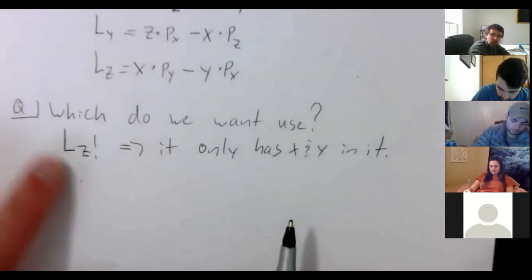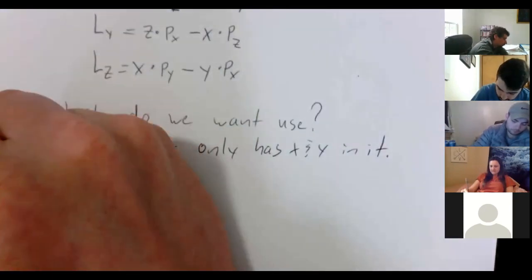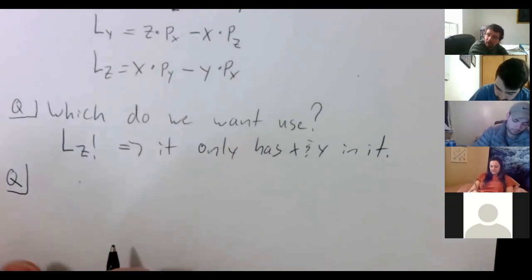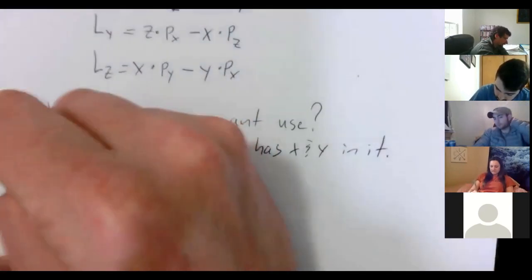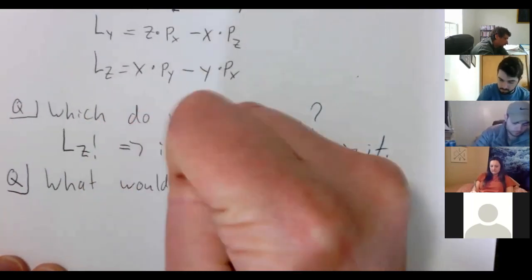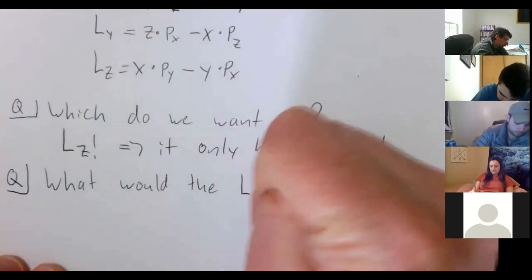Okay, so now we know what Lz is equal to, but since we're dealing with a quantum system, we have to know about operators. So let's look at the Lz operator. What would the Lz operator be?